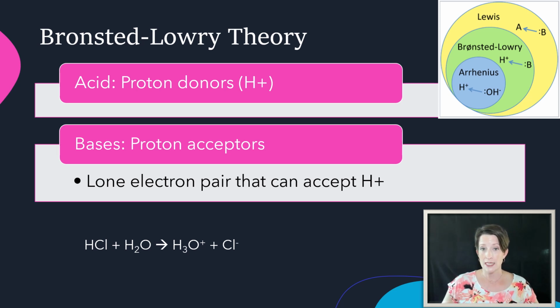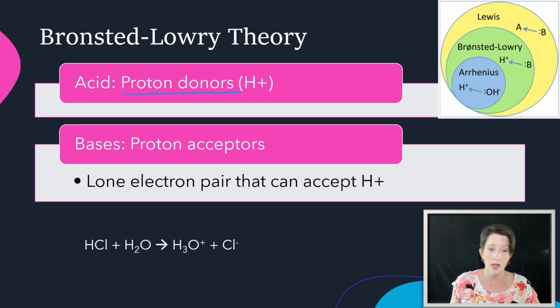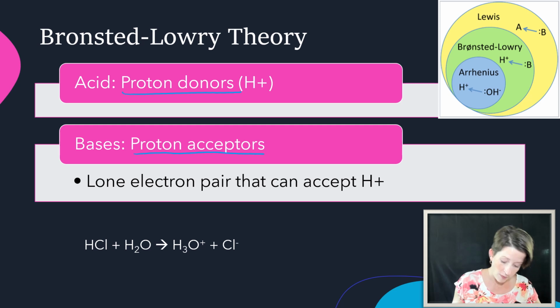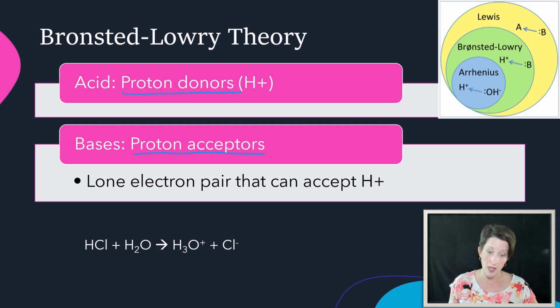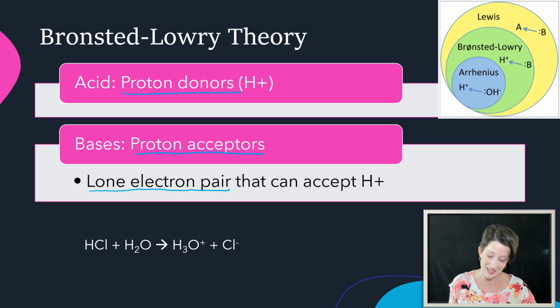The theory is still that an acid is a proton donor. It is going to have that H that it can give up. That did not change from Arrhenius. However, the bases became more broad. Bases are proton acceptors. What this means is there's a lone electron pair that can accept the hydrogen ion.